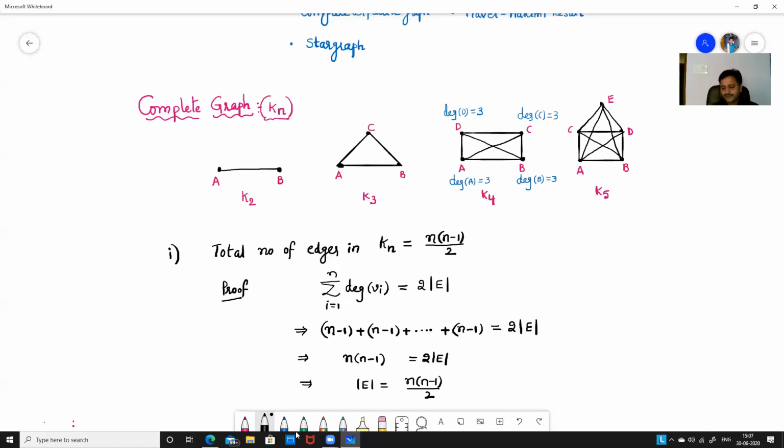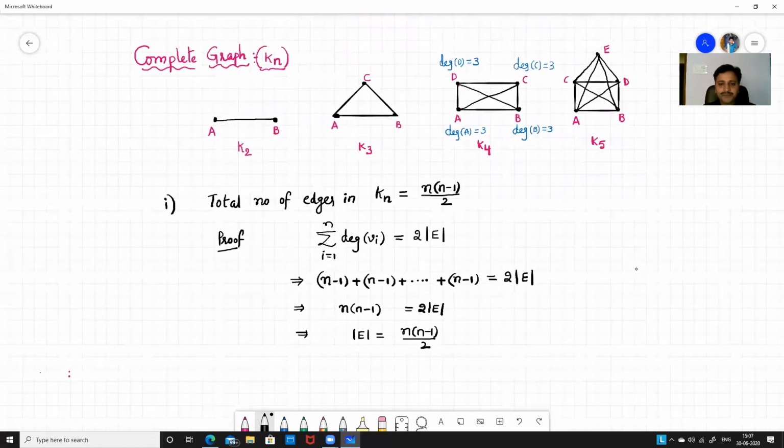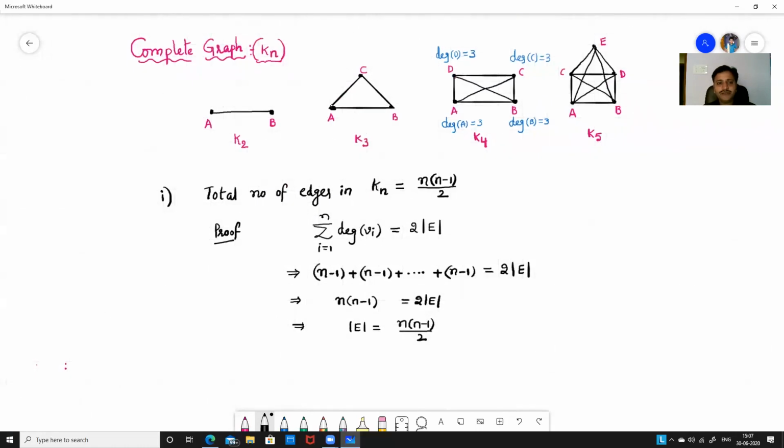Therefore, in a complete graph, the total number of edges equals n into n minus 1 by 2 if there are n vertices. You have to remember this formula. It is a definition of complete graph.